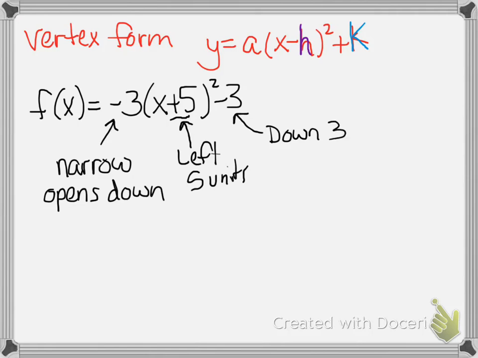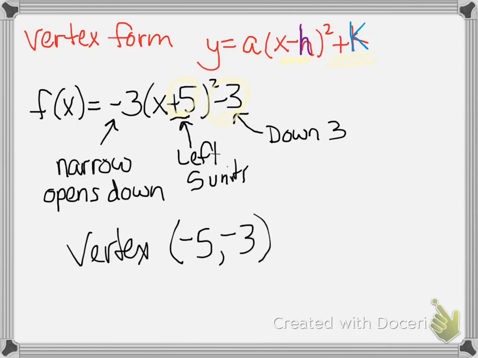Okay, so this is where it gets kind of tricky. Look at this as a positive, but in the actual formula, it's minus h. So that means if I had to name my vertex, x is actually -5. Left, which way am I going? So then this right here is actually negative, but in the actual formula it's positive. So that tells me that the vertex is -3.